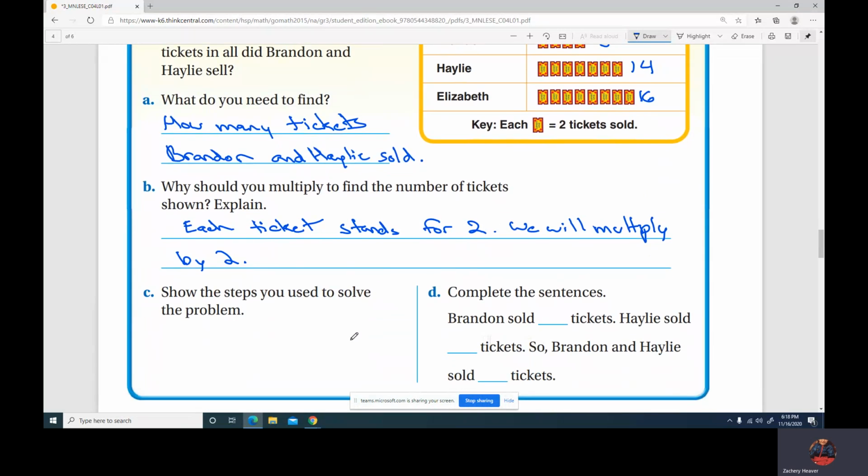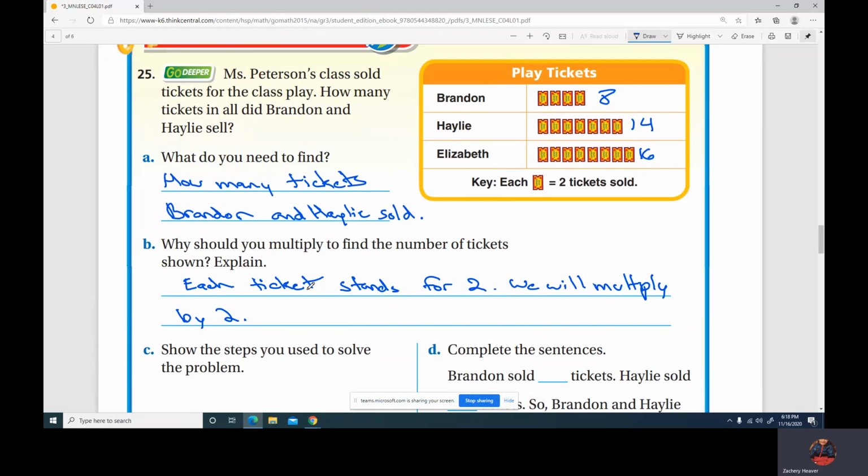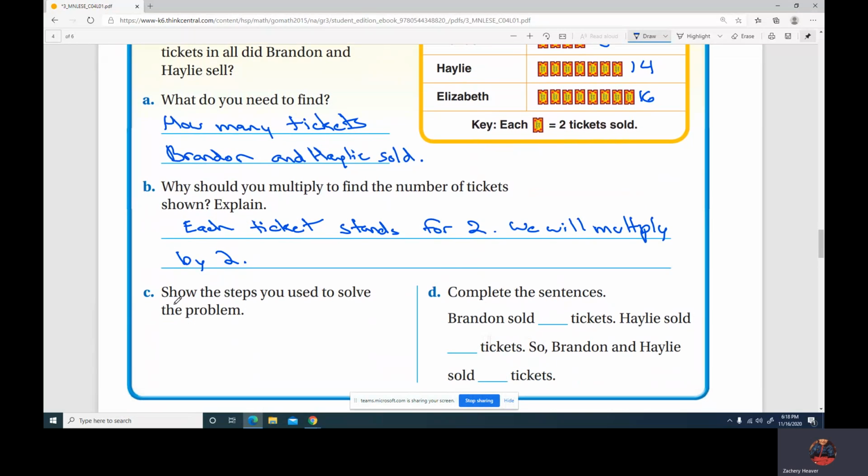Show the steps for your problem. Well, first off, I have to figure out Brandon has 4 tickets up there. And remember, double 4 is 8. So Brandon has 4. And Haley has 7. So 4 plus 7 make 11. So between them, they have 11 tickets sold. Brandon sold 4 tickets. Haley sold 7 tickets. So Brandon and Haley both sold 11 tickets.